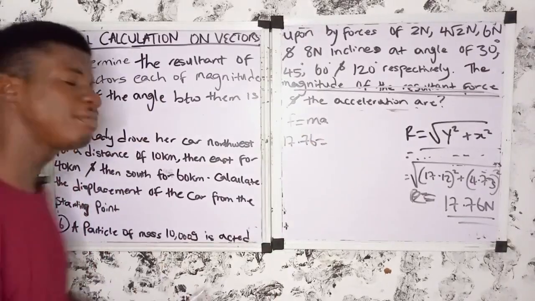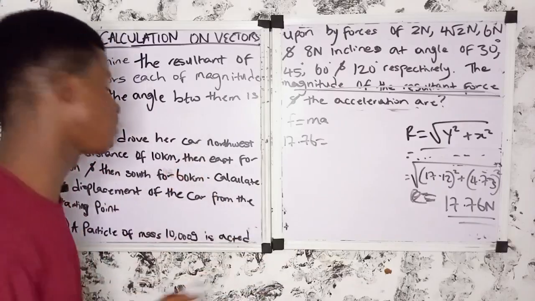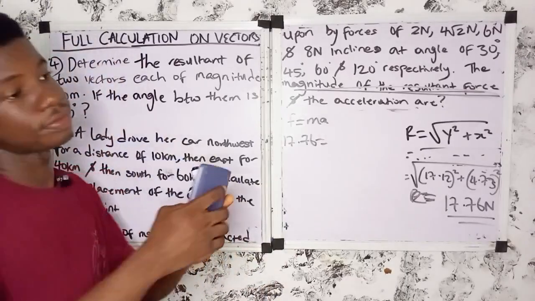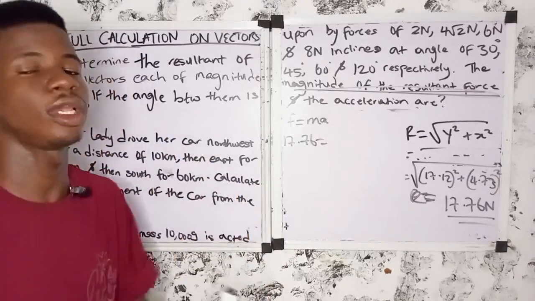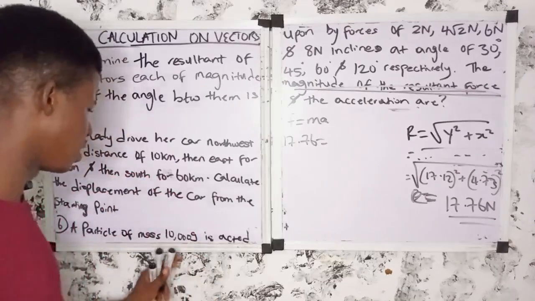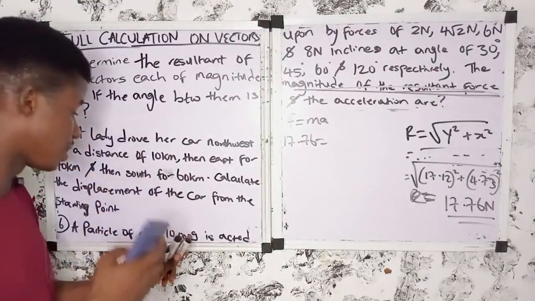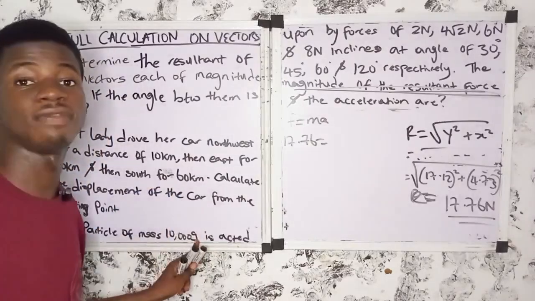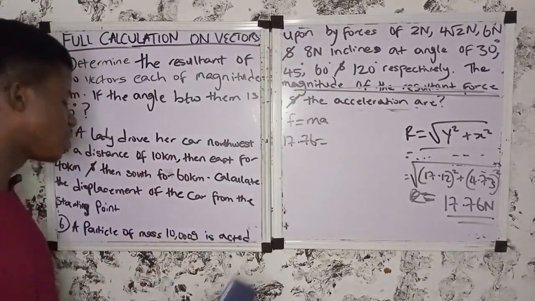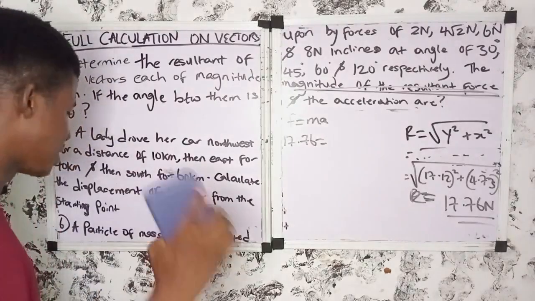10,000 gram. Now remember, we cannot just use gram to solve. We need to convert to kilogram. How are we going to convert to kilogram? To convert from gram to kilogram, we divide by 1,000. When we want to convert from kilogram to gram, we multiply by 1,000. I had messed them up.